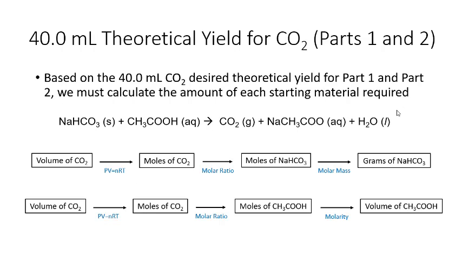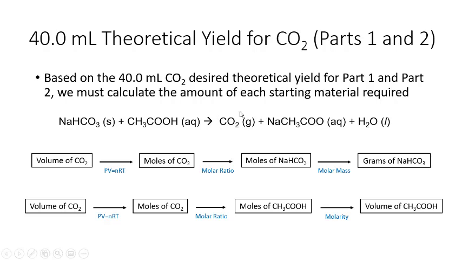So in parts 1 and 2, we're shooting for a 40.0 milliliter theoretical yield for carbon dioxide. Based on our desired amount of a 40 milliliter carbon dioxide theoretical yield, we must calculate the amount of each of our starting materials that we need to use in order to produce that amount of product. So here we're basically doing the limiting reagent sort of problem, where we're working through a stoichiometry twice over, but we're doing it in the reverse direction.